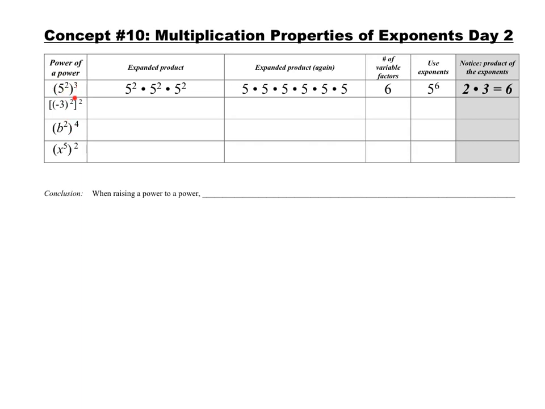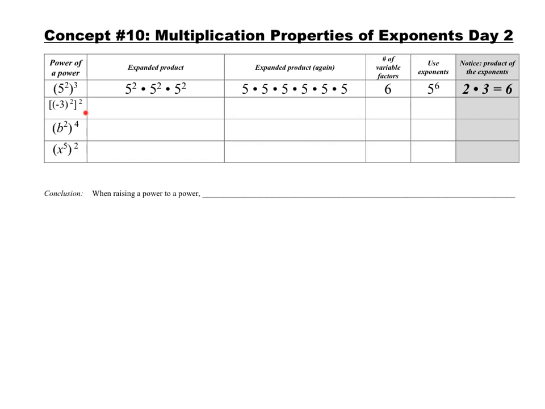Well, if I take a look at this in expanded form, let's look at the outside exponent first. That means everything in the parentheses is going to the third power. So that would mean I'm doing 5 squared times 5 squared times 5 squared. But then each of these 5s is going 2 times, so I would expand it even further. So then if you look, that gives me a total of 6 5s, which then I would rewrite as 5 to the 6th power.